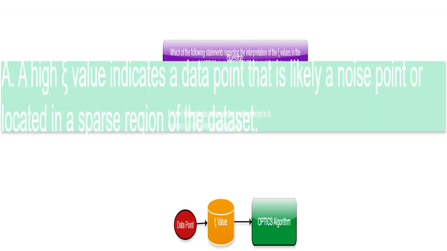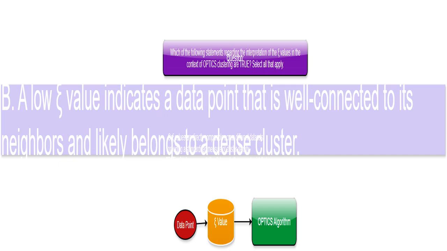This is incorrect. Xi values are relative to the dataset. They can't be compared directly across different datasets because the scale of distances varies. This is also incorrect. Xi represents the distance to the farthest density reachable neighbor, not the nearest.